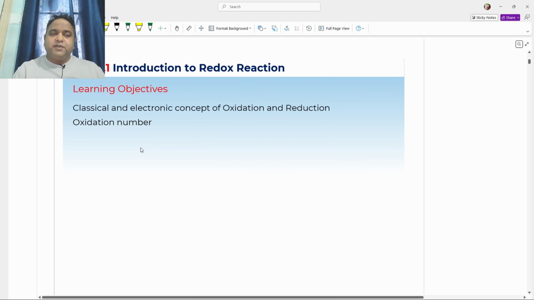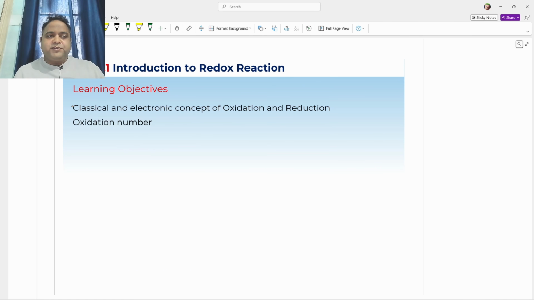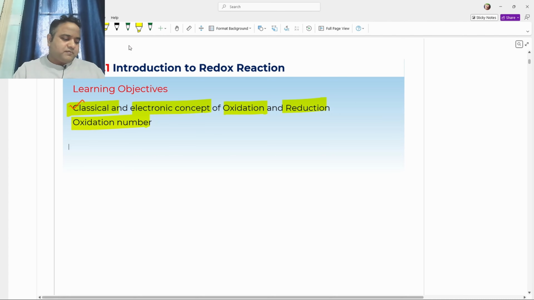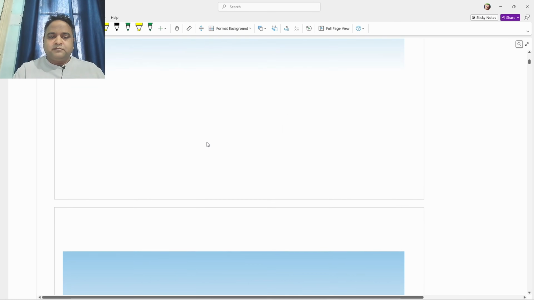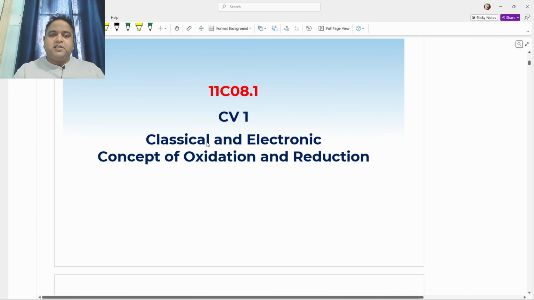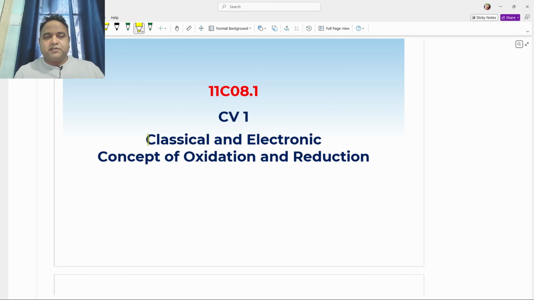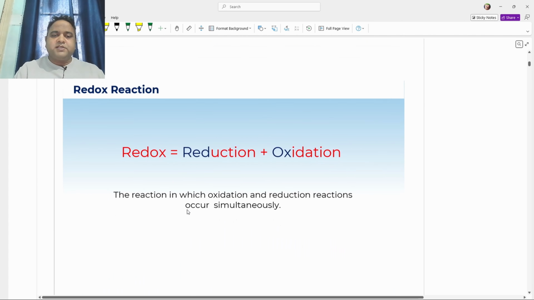Now we are going to discuss the definition of redox reaction. There are two main definitions: one is the classical concept and the other is the electronic concept. The electronic concept covers oxidation and reduction and oxidation number. We are going to discuss both one by one.